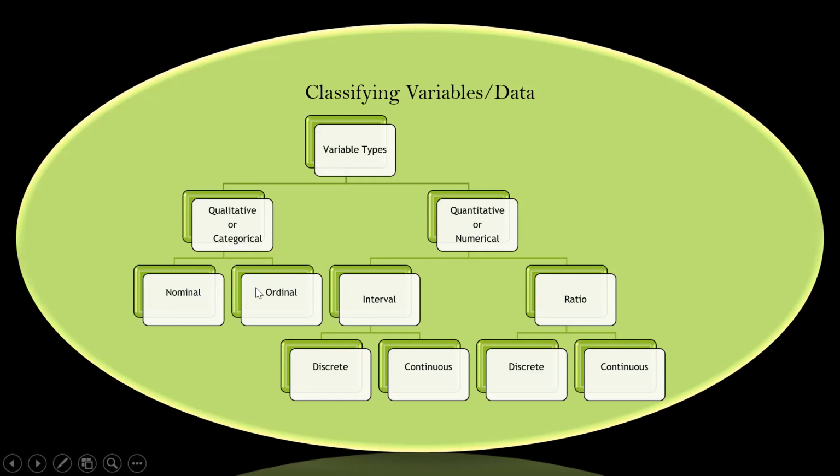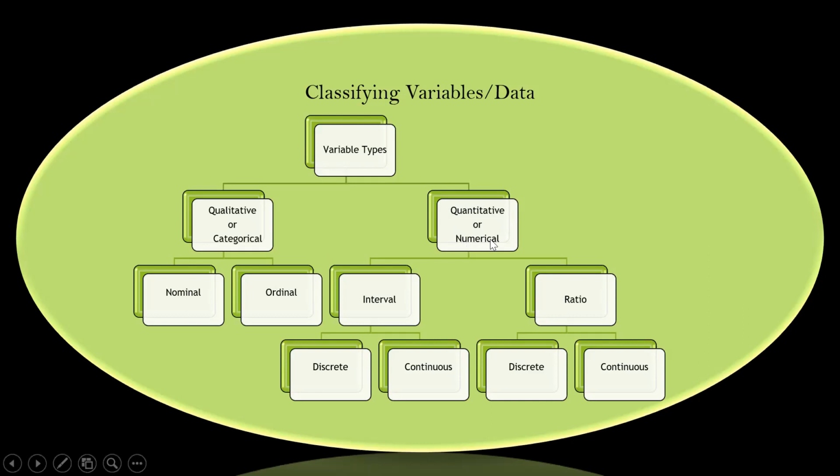With ordinal data, we have some order in addition to all the abilities we had with nominal data. And so this could be first, second, third place in a race. It could be letter grades. A is better than a B, B is better than a C. We can put them into some meaningful order.